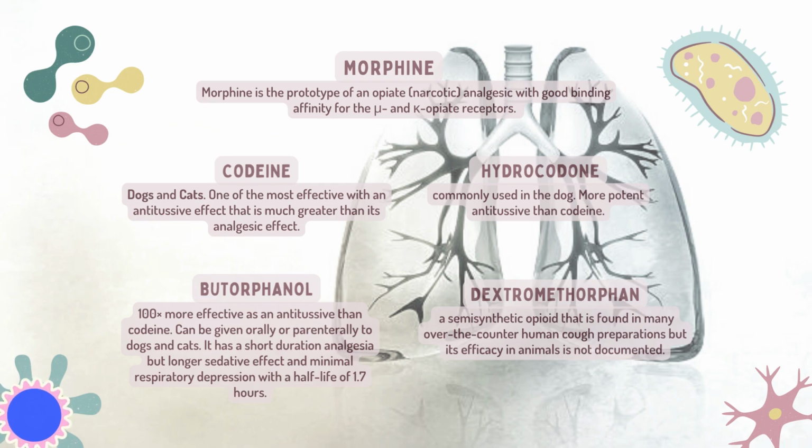It can be given orally or parenterally to dogs and cats. It has a short duration of analgesia but longer sedative effect and minimal respiratory depression, with a half-life of 1.7 hours. Hydrocodone, commonly used in the dog, is a more potent antitussive than codeine. Dextromethorphan, a semi-synthetic opioid, is found in many over-the-counter human cough preparations, but its efficacy in animals is not documented.